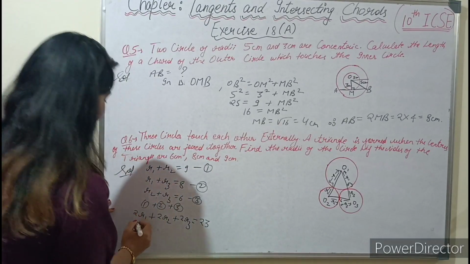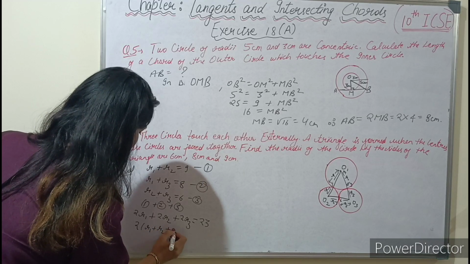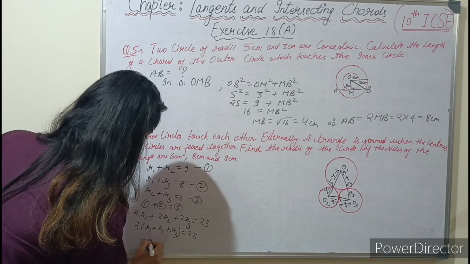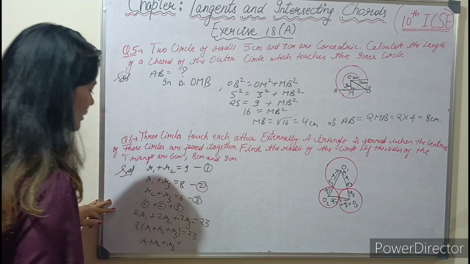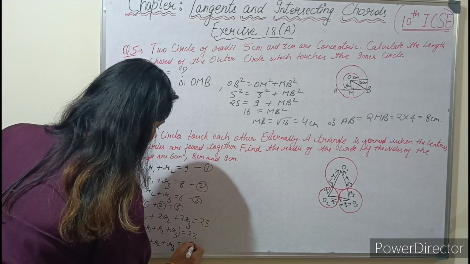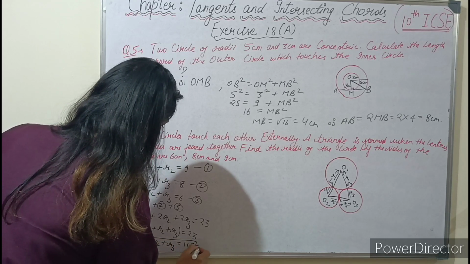So from here we can take 2 as common. So 2 times (R1 plus R2 plus R3) is equals to 23. So therefore R1 plus R2 plus R3 is equals to 23 divided by 2. This is 11.5. So now this is your equation 4.